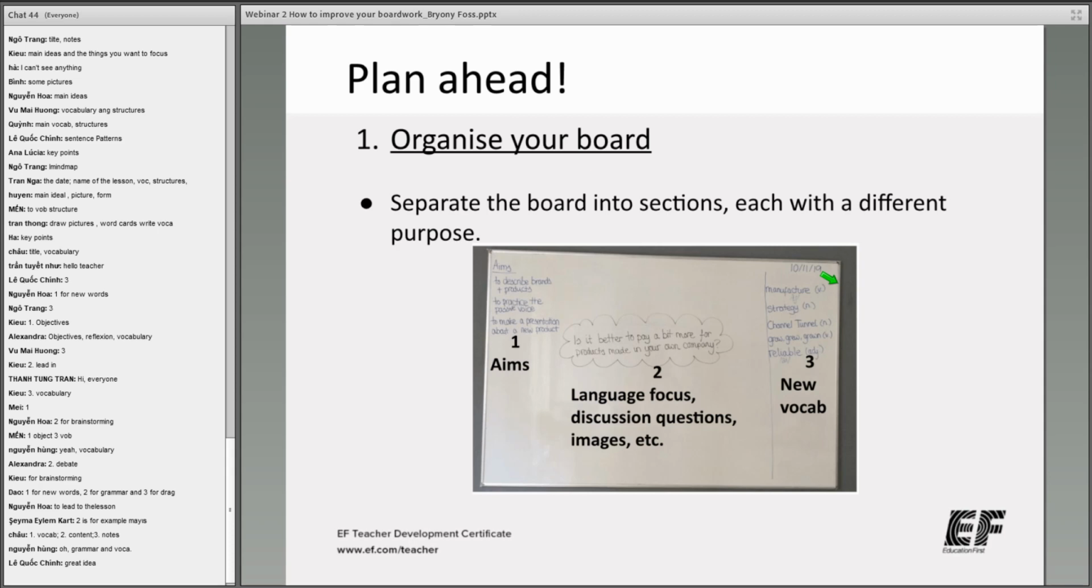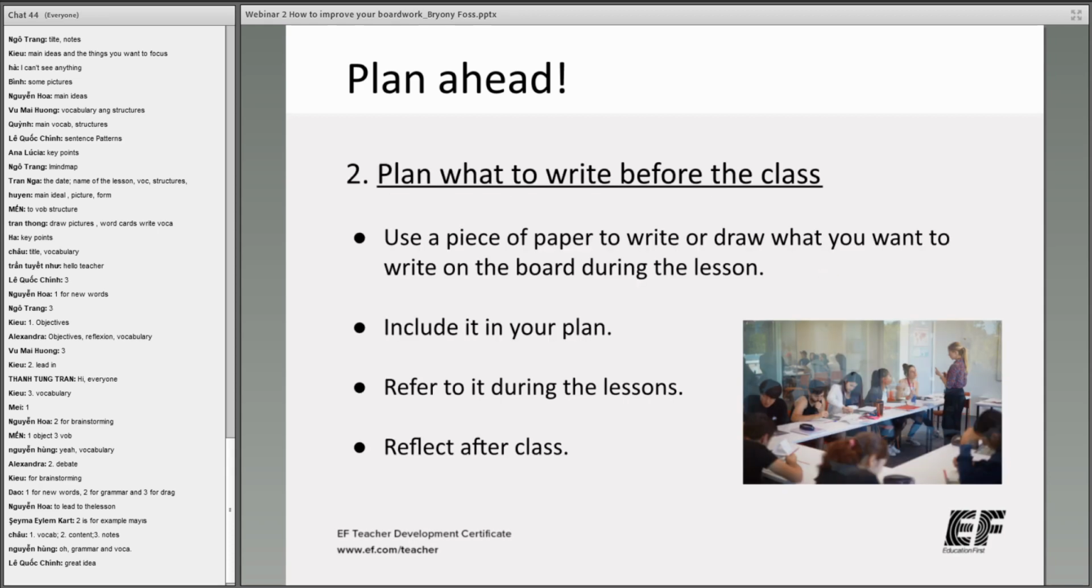Another way we can plan ahead is by planning what to write before the lessons. And by this, I mean plan what you want your board to look like at each stage of the class. Take a piece of paper and write or draw what you will put on the board at each stage. What do you want the board to look like during your lead-in? What do you want it to look like during a language focus or grammar stage?